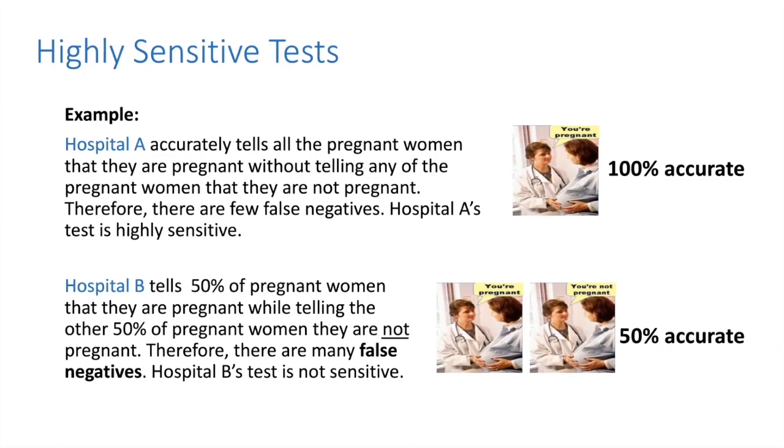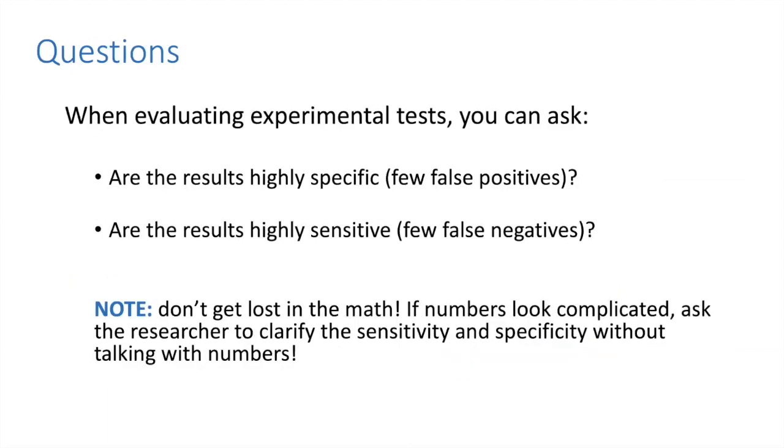Hospital B, on the other hand, tells 50% of pregnant women that they are pregnant, while telling the other 50% of pregnant women that they are not pregnant. Therefore, there are many false negatives. Hospital B's test is not sensitive. This is depicted in the picture where half of the time pregnant women are told they are not pregnant.